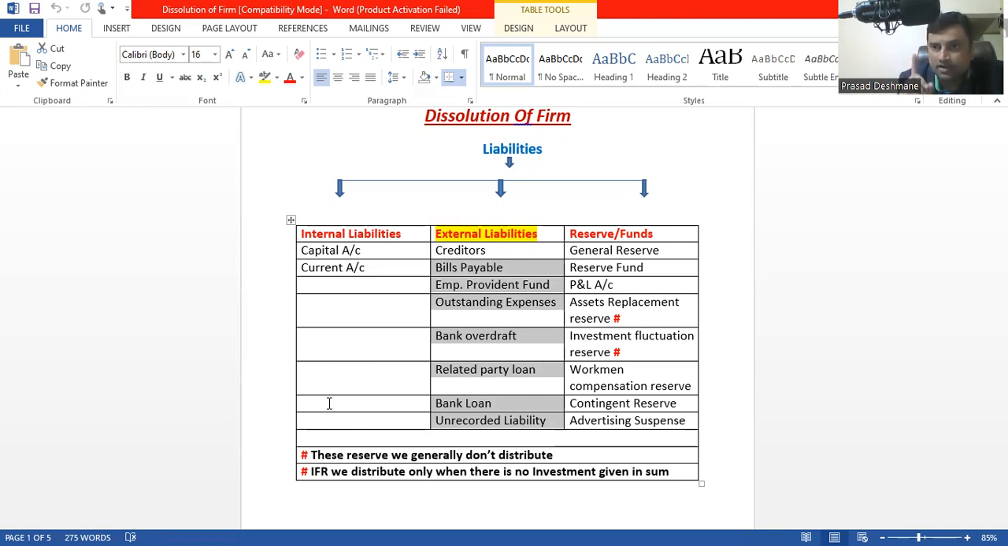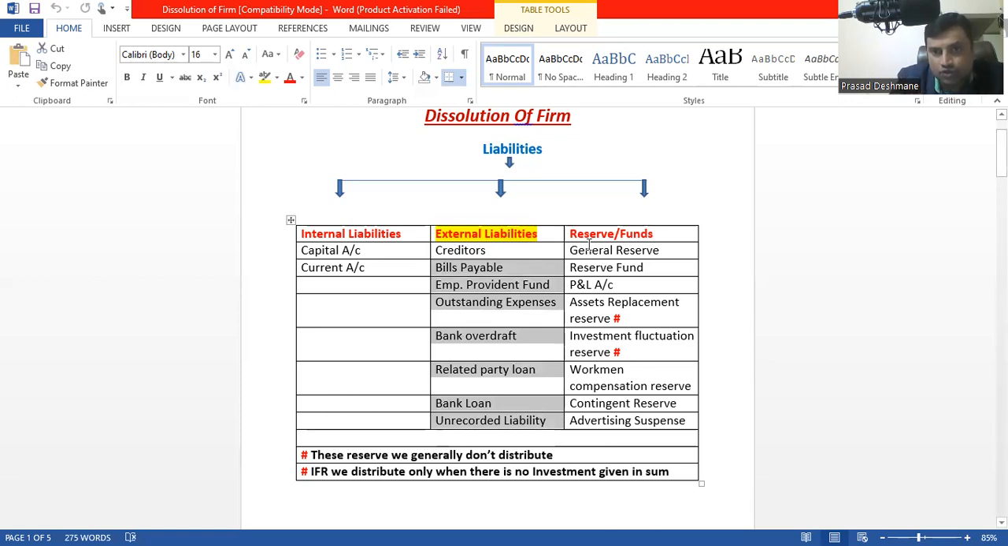Once you pay the external liability holders, they will give you a non-objection certificate, called an NOC. We need to collect all those NOCs and submit them to the court, and then the court will give you the final NOC to close down the business. So those are the external liabilities. And what about reserves?